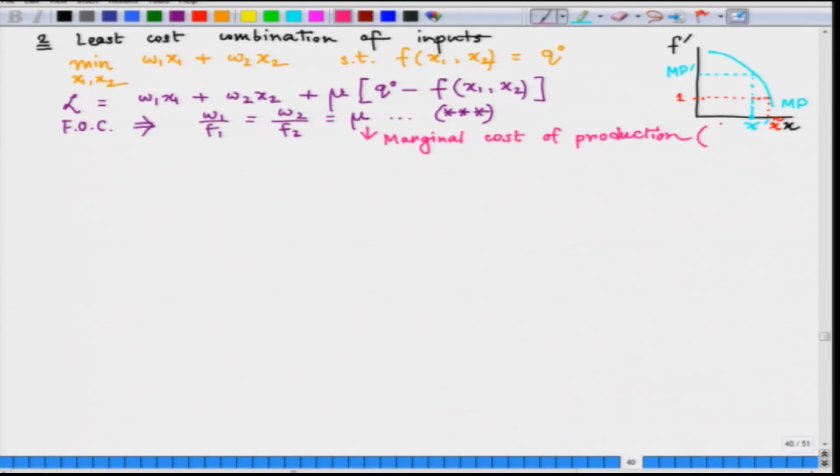So, mathematically we can write, note that there is this relation: mu is basically 1 over lambda, or alternatively I can also write lambda is basically mu inverse. So, there is a relationship between the two Lagrange multipliers.